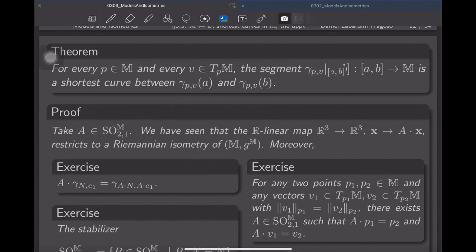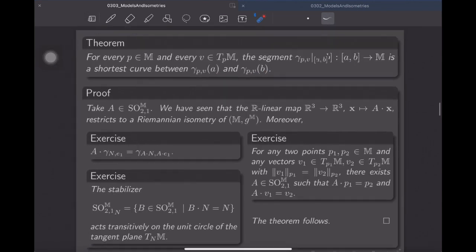Right, so when I take any of my candidates and I just take a finite segment, recall that my candidate really is a curve defined on the whole real numbers. It's an infinite curve in both directions. So when I take just a finite segment, it is a shortest curve between the extremes.